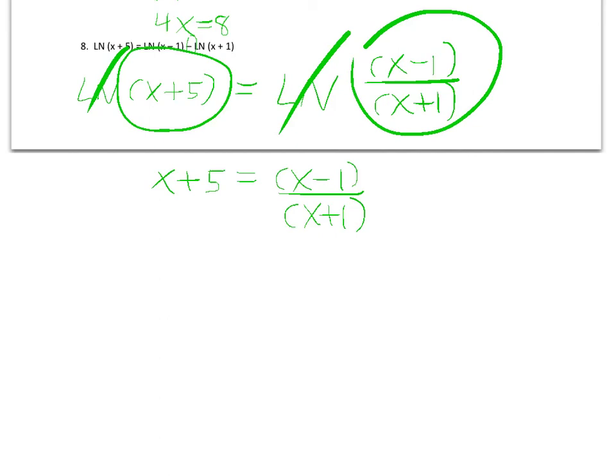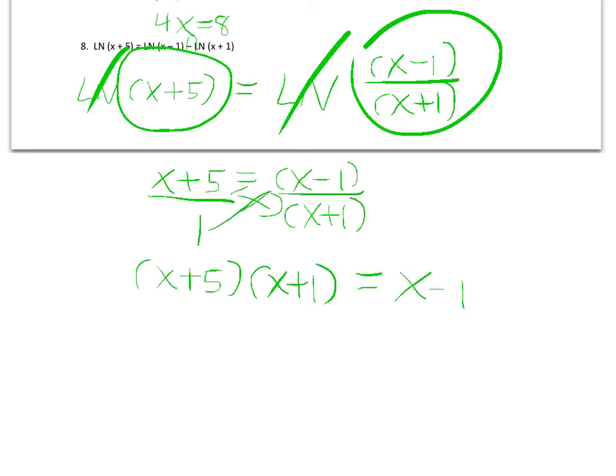So then it's x plus 5 equals x minus 1 over x plus 1. For this, what I would do is put this x plus 5 over 1, and then cross multiply these. When you do that, you're going to have to FOIL out the x plus 5 and the x plus 1. And then this is just going to give you x minus 1. So you're going to wind up getting a quadratic. Let's see here, I'm just going to FOIL this out. It's going to be x squared plus 6x plus 5 equals x minus 1.